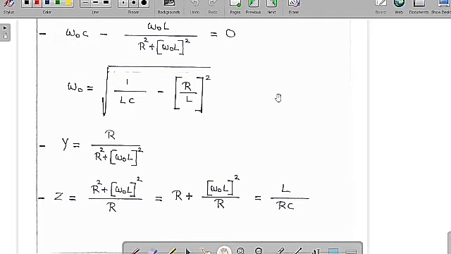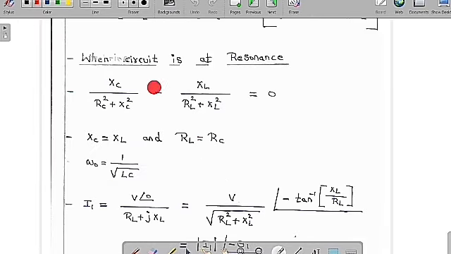So these are the important things for analyzing this circuit at two different conditions that we have learned. This is the first condition. When the circuit is at resonance, definitely XL is equal to XC and RL is equal to RC. Then only we can say the circuit will be at resonance. So the resonance frequency is equal to 1 by under root LC. And I have also told you that at this condition the magnitudes of the currents are equal and the angles are also equal. This is what we have learned here.